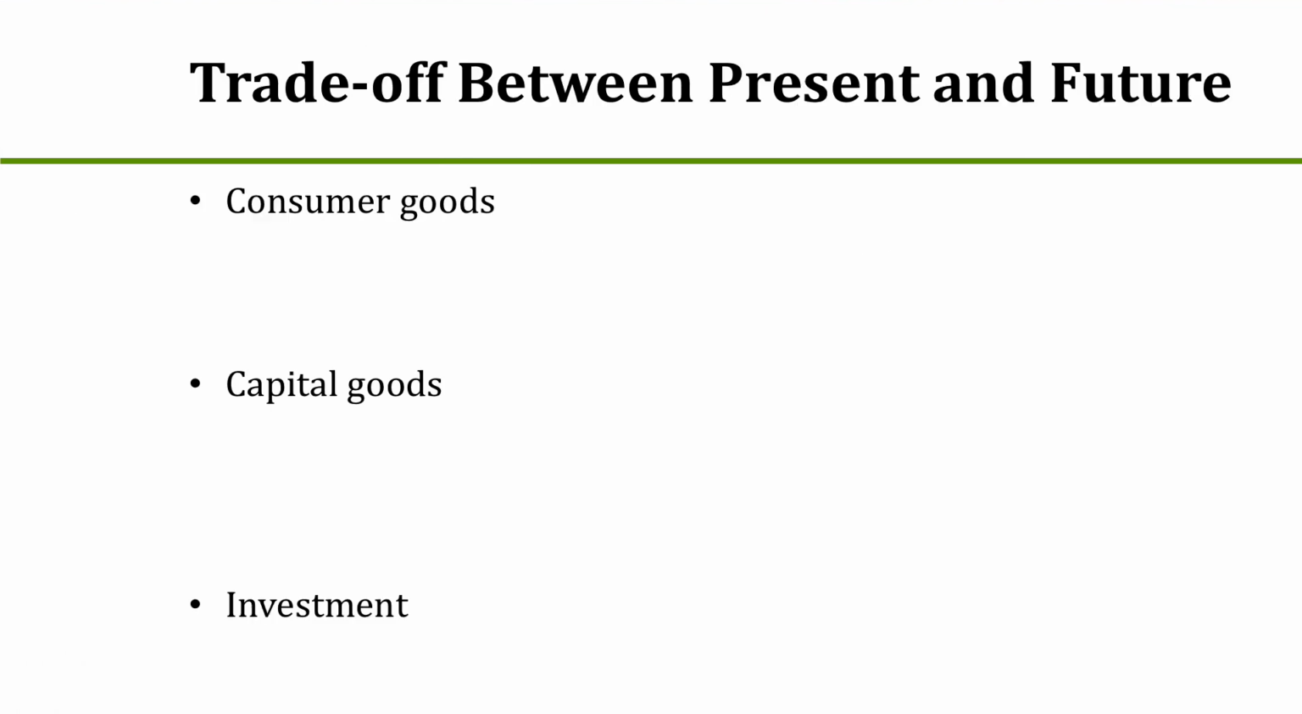So the last topic we are going to cover is the trade-off between present and future. To understand this topic, first of all, you need to know what consumer goods are. You need to know capital goods. You need to know investments. And you also need to know, when you decide how much to consume, how this decision creates savings, and how savings turn into capital and growth in the future.